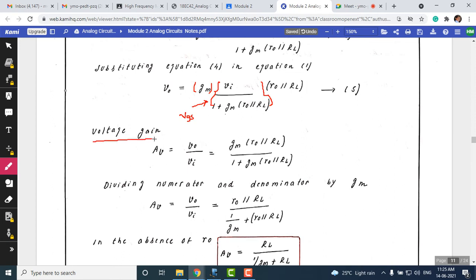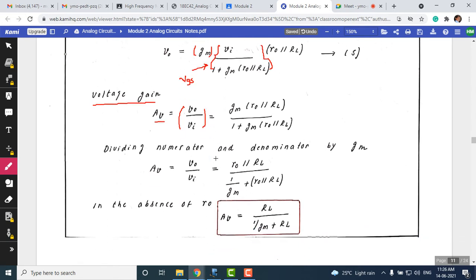The voltage gain of the common drain amplifier is V naught by Vi, as per the definition, which is equal to, with Vi going to the left hand side, GM times R naught parallel with RL in the numerator, whereas in the denominator we have 1 plus GM times R naught parallel with RL. So this is the equation for the voltage gain.